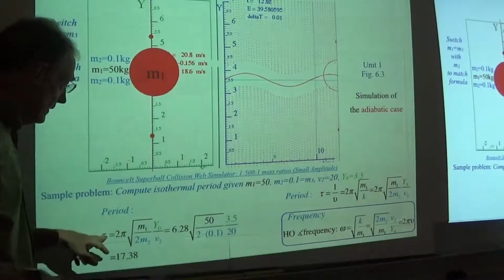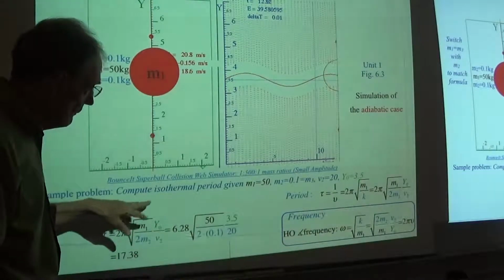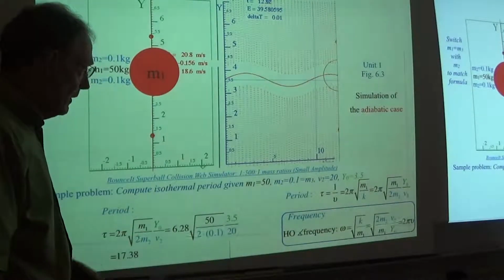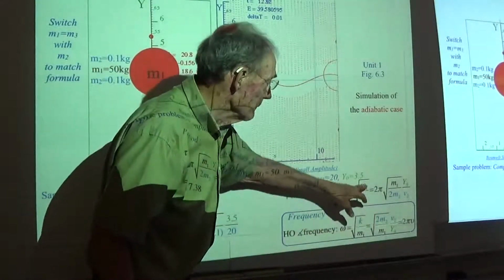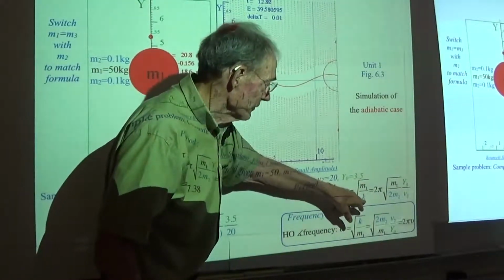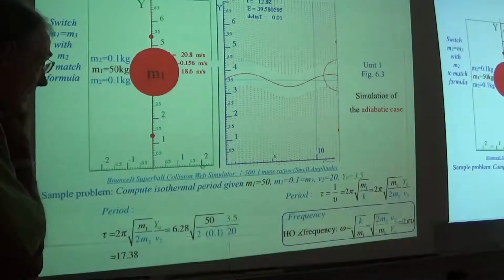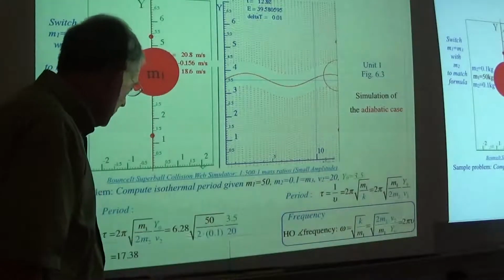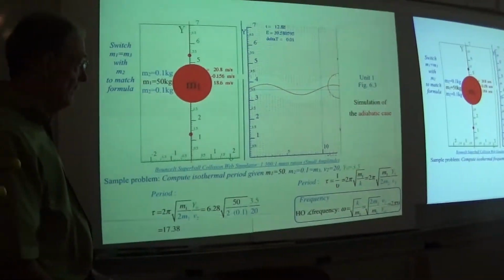We get a period here that's given by that constant, with a 2 pi in front of it, mass ratio to that constant. Okay, stick those numbers in there, and I'm showing up here with 17.38 for the total period.